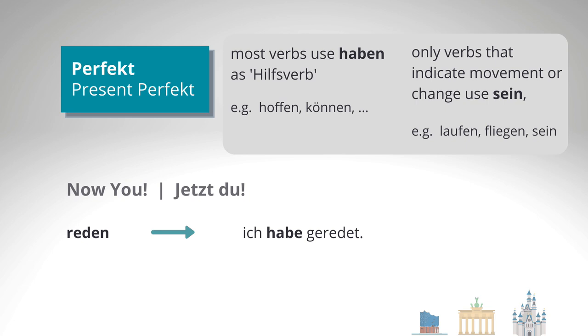Are you ready for another example? This time it's your turn. Our verb is schwimmen, to swim. Schwimmen. Do we use haben in this case or do we use sein? What do you think?